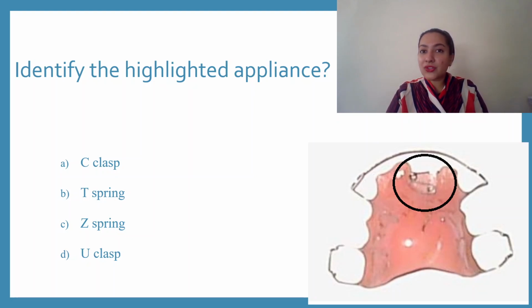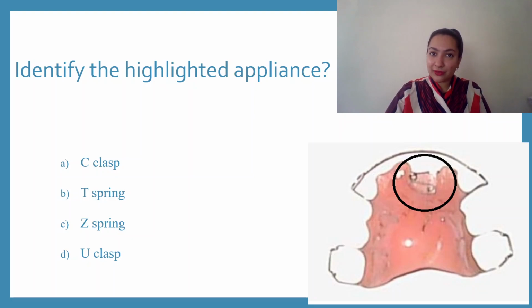T-spring. No, it is not a T-spring. The design of T-spring is different. Although it is used in palatal surfaces, palatal regions, it is mainly for buccal displacement of a tooth. Right? Z-spring. Yes, this is a Z-spring because you can see it is in the shape of Z. There are two coils which are present and the coils have to be opened up for activation, right?